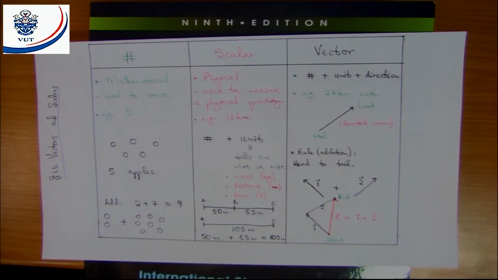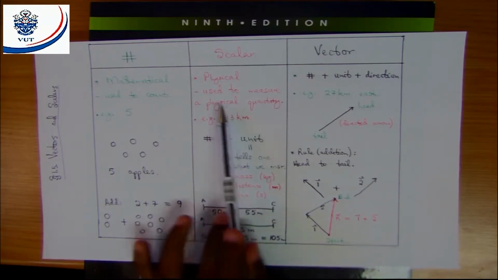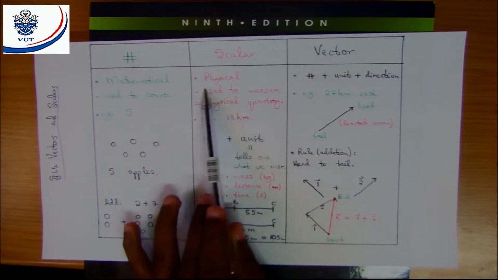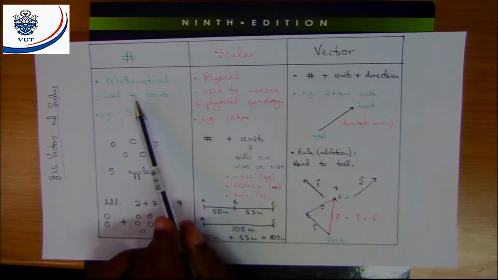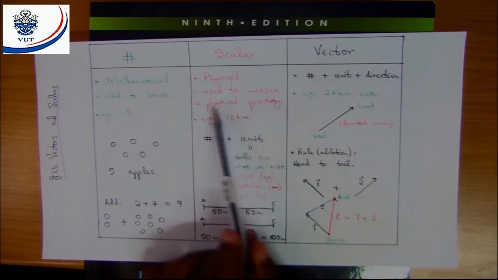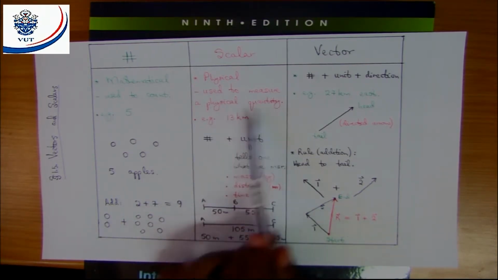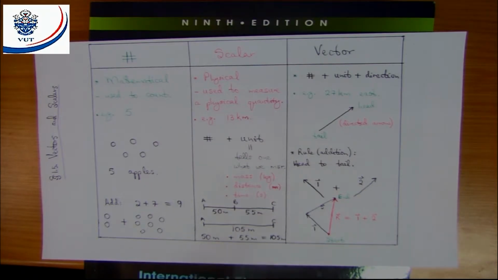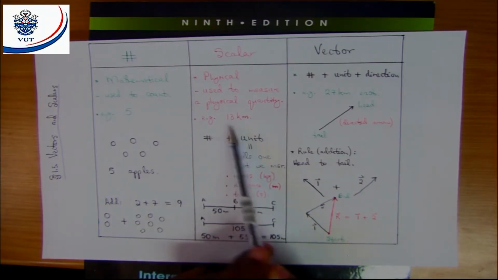But then since we're studying physics, we are interested in physical quantities. An example of a physical quantity is a scalar, and that's the most basic. Instead of counting now, we measure a physical quantity. So we use this to measure a physical quantity, and an example would be 13 kilometers.